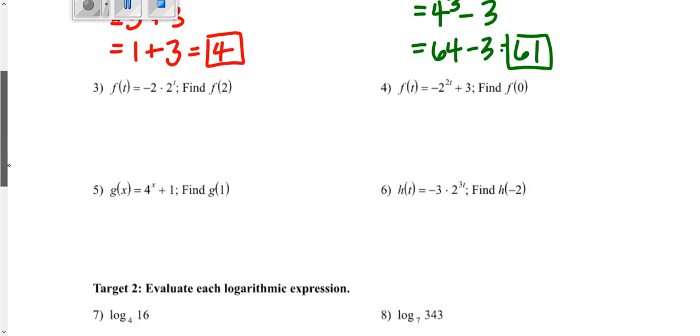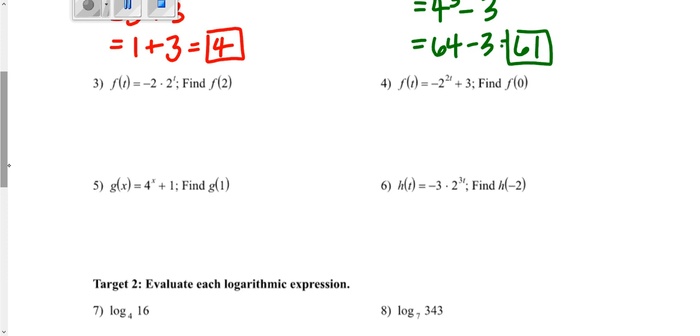All right, number 3. If I plug in a 2 for the t, negative 2 times 2 squared, that would be negative 2 times 4, which would be negative 8.